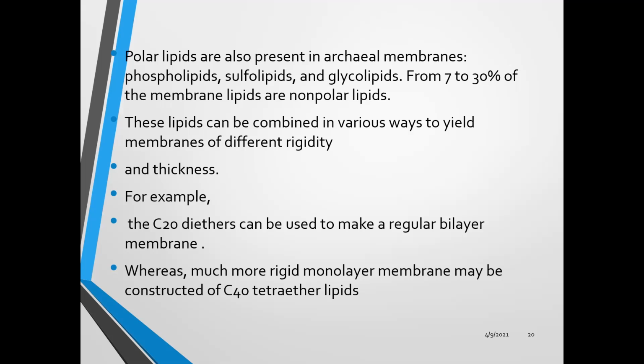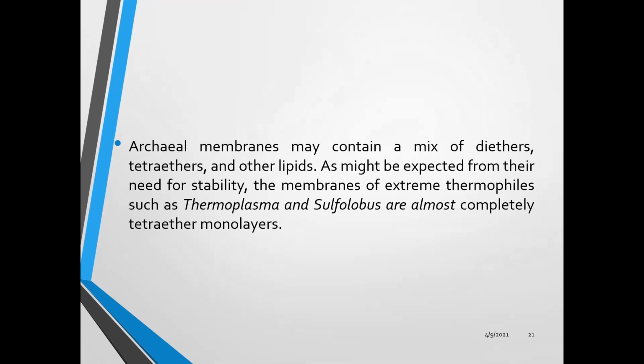These lipids can be combined in various ways to yield membranes of different rigidity and thickness. For example, C20 diether can be used to make a regular bilayer membrane, while C40 tetraether lipids are used for monolayer membranes. Archaeal membranes may contain diether, tetraether, and other lipids, as might be expected for their need for stability.